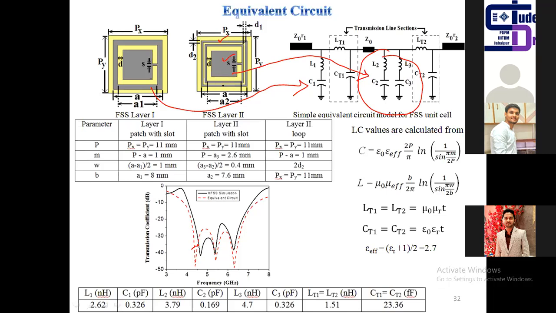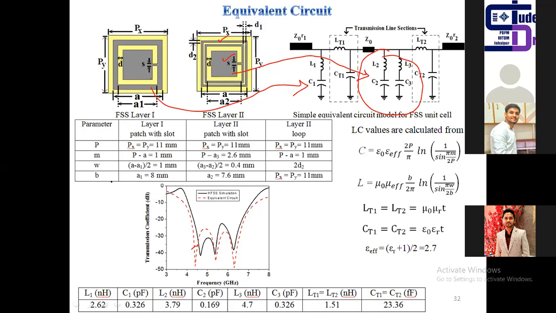And you can get the LC values from certain equations that can be taken from some paper from some reputed journal like IEEE or so. And you get these LC values. This equivalent circuit response does not match the simulation result accurately, but at least you can have some kind of similarity between them. So the more ways you involve, the simulation, the equivalent circuit model, measurement, the more sure you will be about the results.